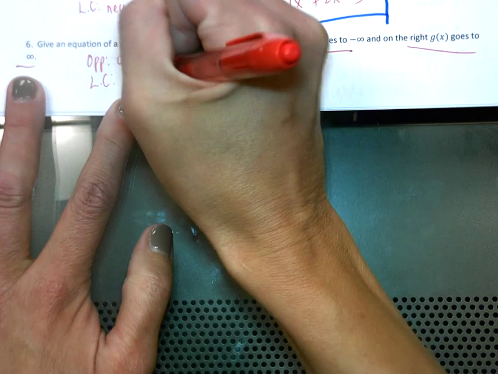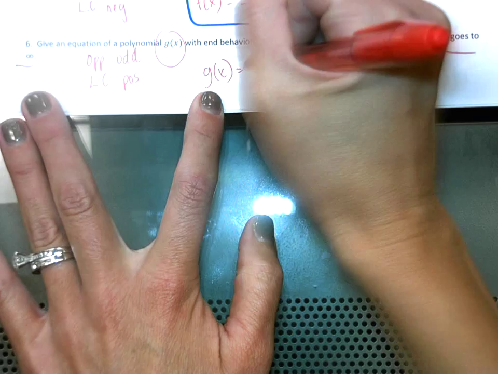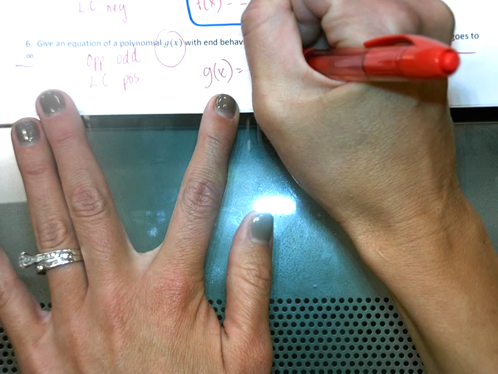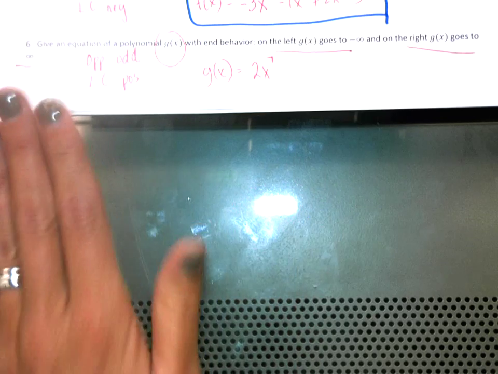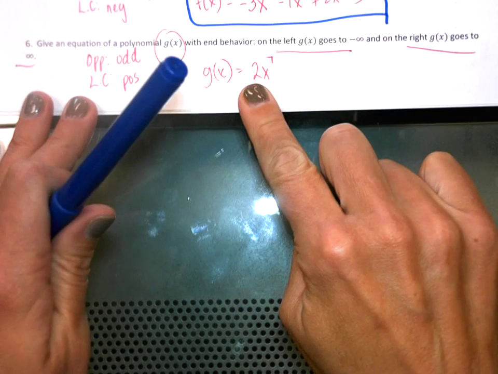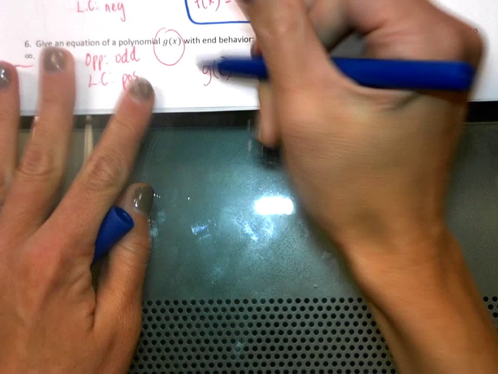This one they told us to label it g of x, so g of x equals, and I'm just going to write 2x to the 7th. Okay? Any equation would work. This number just has to be positive, and your exponent has to be odd. Okay. Any questions? All right, moving on.